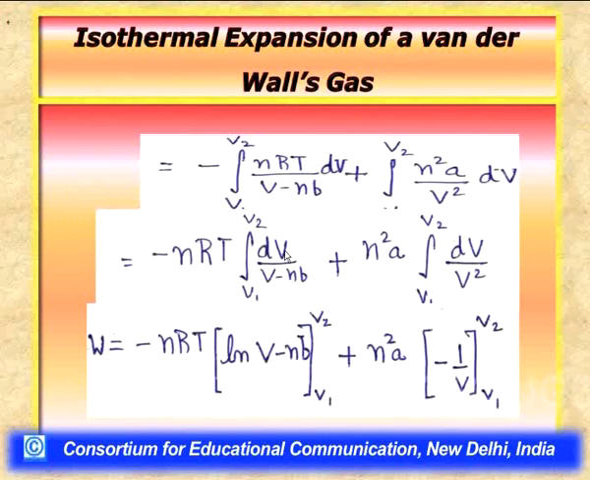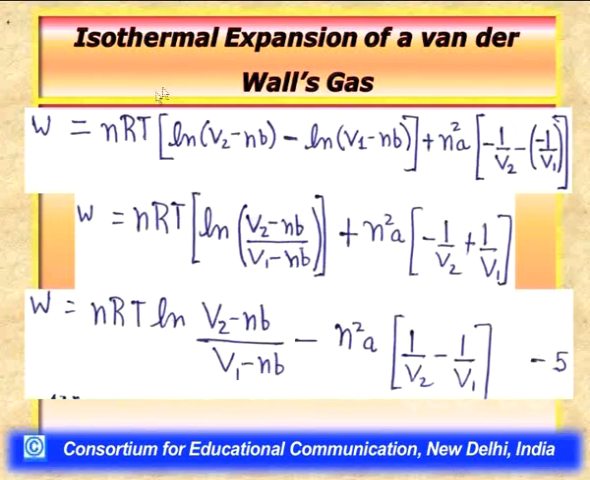Now, the integration of dV by (V minus nb) is ln (V minus nb) from V1 to V2, plus n square A with a minus sign, because the integration of dV by V square is minus 1 by V. So we have written minus 1 by V within limits V1 to V2. Now we can substitute the limits: nRT ln (V2 minus nb), minus ln (V1 minus nb), and then the second term plus n square A. Again, in the bracket, minus 1 by V was the integral within limits V1 to V2, so minus 1 by V2 minus 1 by V1.